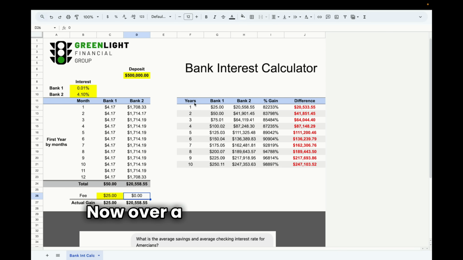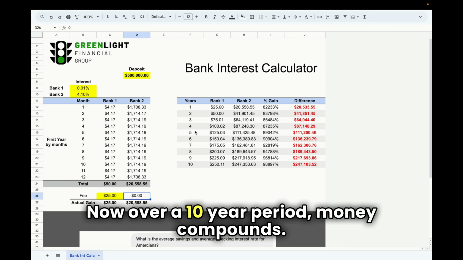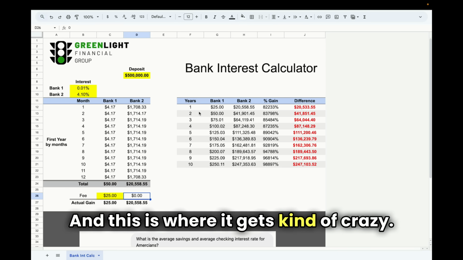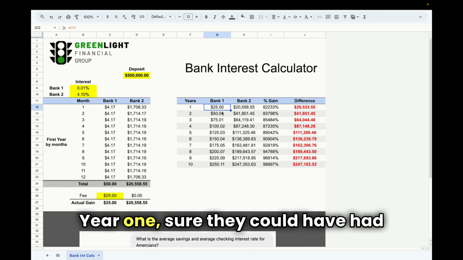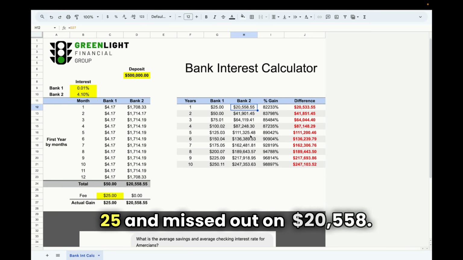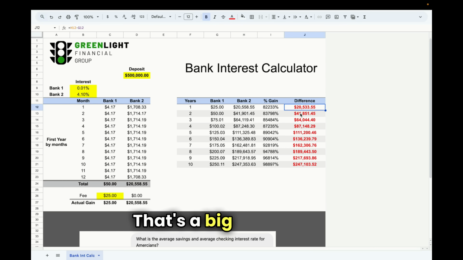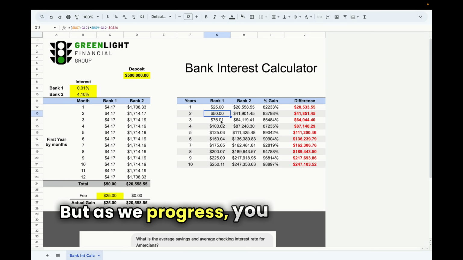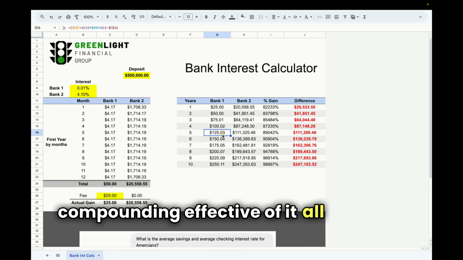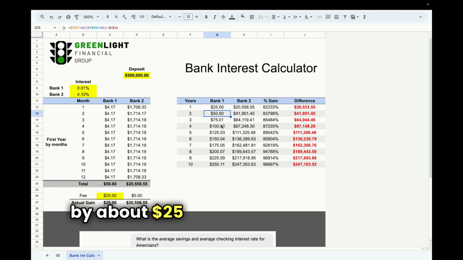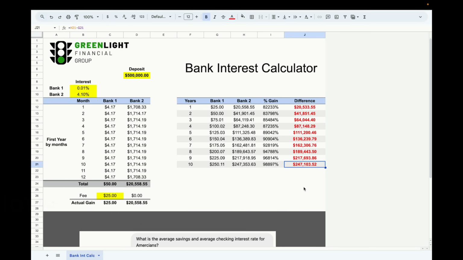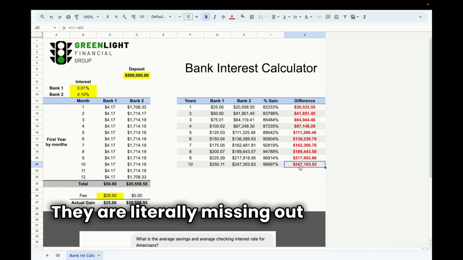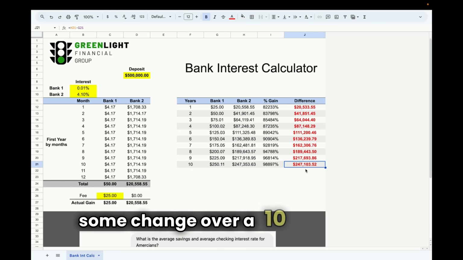Now, over a 10-year period, money compounds, and this is where it gets kind of crazy. Year one, sure, they could have had $25 and missed out on $20,558. That's a big difference. But as we progress, you can start to see the compounding effect of it all. They're only going up by about $25 a year in what they're taking home. But after 10 years, if they had positive cash flows and never needed to touch this money, they are literally missing out on $247,000 and some change over a 10-year period.